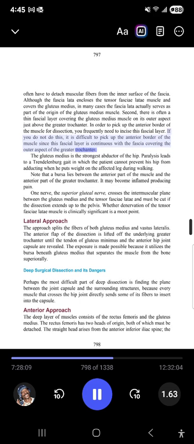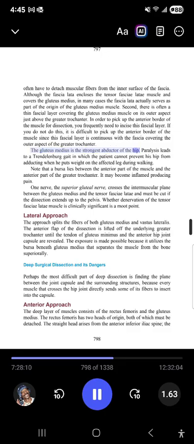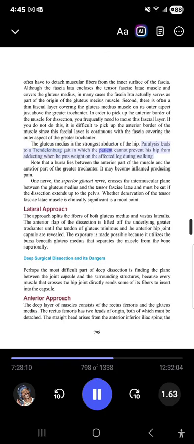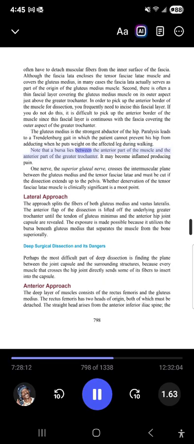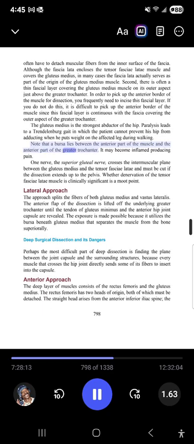The gluteus medius is the strongest abductor of the hip. Paralysis leads to a Trendelenburg gait in which the patient cannot prevent his hip from abducting when he puts weight on the affected leg during walking. Note that a bursa lies between the anterior part of the muscle and the anterior part of the greater trochanter. It may become inflamed, producing pain.